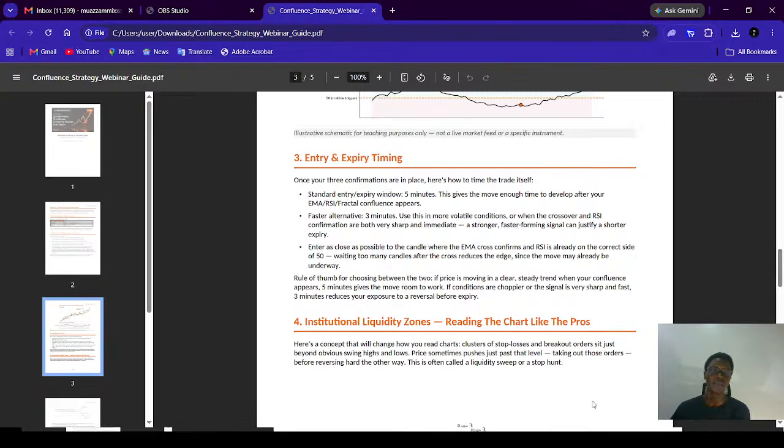Don't just enter as soon as you see the cross happen, because sometimes it might be a fake signal. Sometimes it might not even go in that direction. You have to wait for the rest of the signals to confirm that the market is going in that direction. So when you see the cross already happen, don't execute your trade. Be patient and wait for the RSI. Or if the RSI is already there and you now have the cross, wait for the fractals.